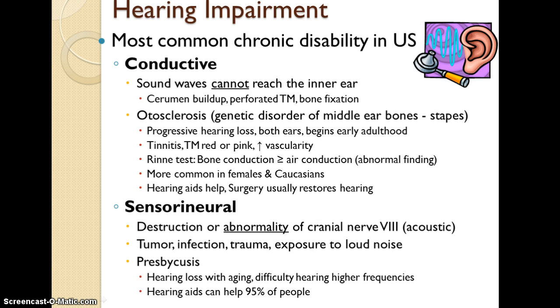Now we're going to talk about some of our sensory deficits. Hearing impairment is one of the sensory deficits that you can have, and it's our most common deficit. Hearing impairment can be due to conductive or sensorineural issues. With conductive, the sound waves cannot reach the inner ear. Sometimes this has to do with earwax or cerumen buildup, or a perforated tympanic membrane or bone fixation. Otosclerosis is a genetic disorder of the middle ear bones, and this is a progressive hearing loss. Both ears usually are affected, and it begins in early adulthood.